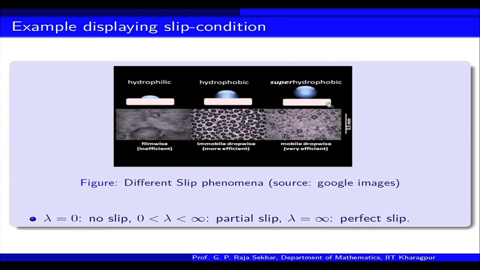Okay. Then you see it is almost dancing, it is floating. So, here lambda goes to infinity, and this is lambda finite, okay, and this is lambda 0. Correspondingly, the surfaces are characterized as hydrophilic, hydrophobic and super hydrophobic. Okay. So, you can see a lot of examples indicating this.